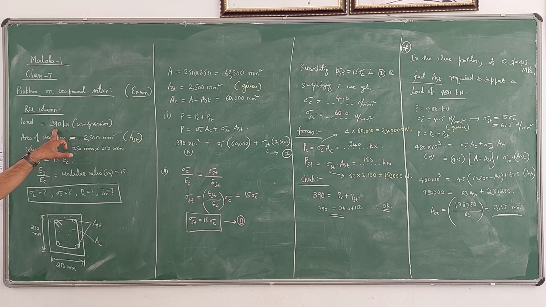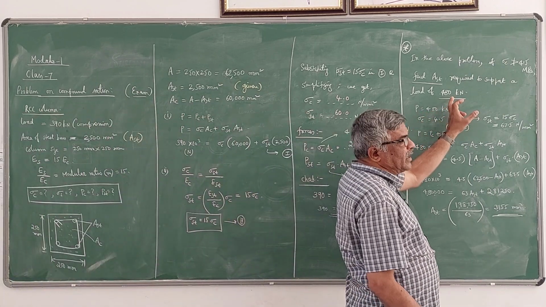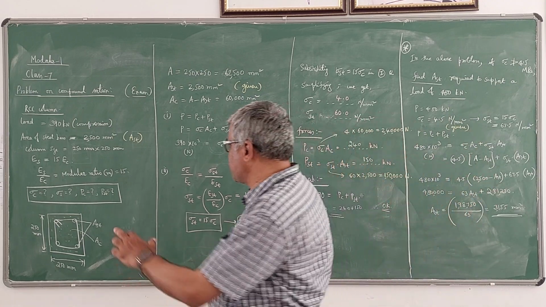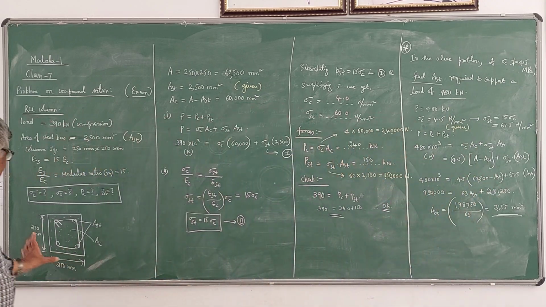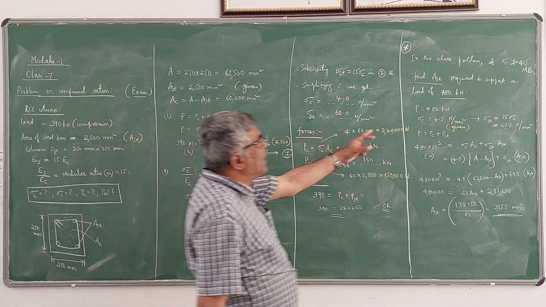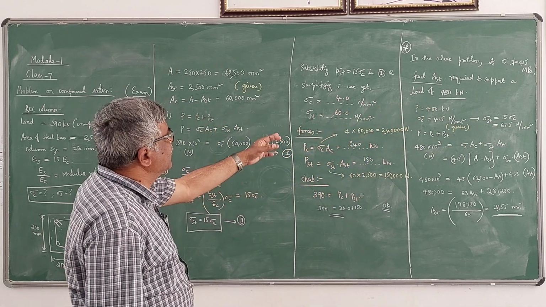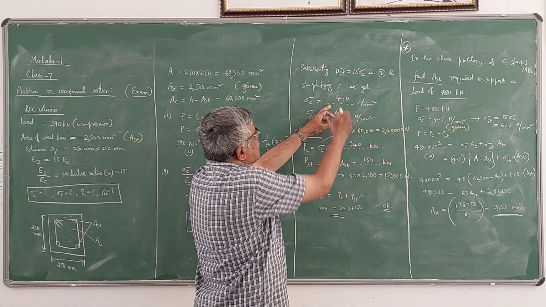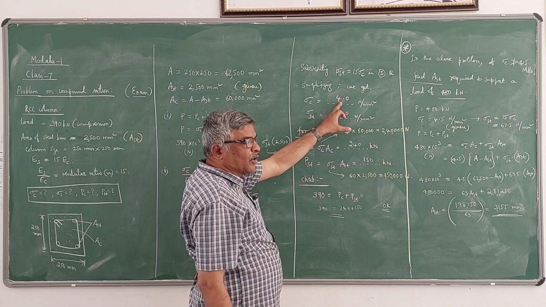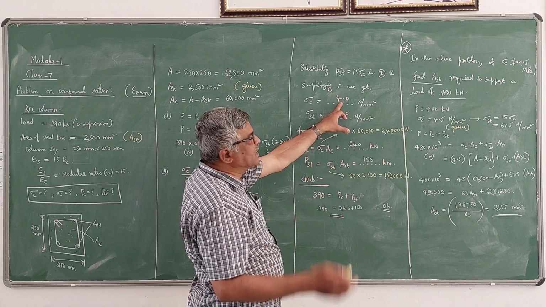You can observe here why I have taken this comparison problem. In the first problem, 390 kilonewton is the load given. In the second one, load is increased to 480 kilonewton, keeping the same column size. Column size is not varied here, 250 by 250 only. But load is more, and stress in concrete can go up to 4.5. In the previous case, stress in concrete was 4. Now it is allowed up to 4.5.